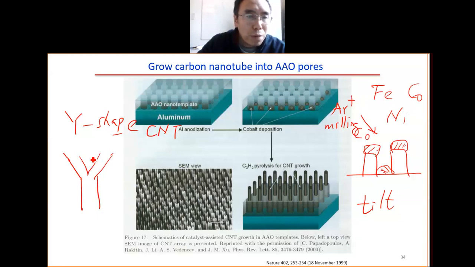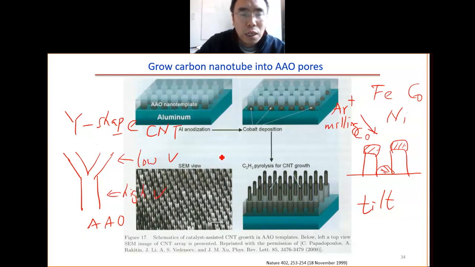To grow Y-shaped carbon nanotube, we need a Y-shaped AO. So how to form this kind of AO? As we said, here we use the low voltage, and here we use the high voltage. The period equals 2.5 times the voltage, right? We know about this. With a higher voltage, you get larger pore and a larger pitch. With a smaller voltage, you get a denser pattern and smaller pore. This way, we can grow a Y-shaped carbon nanotube.